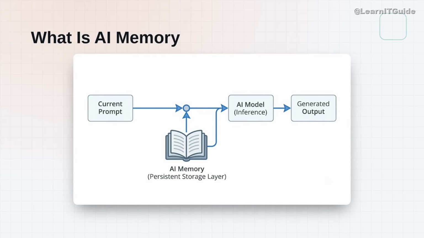Now, what is AI memory really? It is a persistent storage layer that retrieves relevant past context and injects it into the current prompt before it reaches the model. Think of it like a personal assistant who keeps a detailed digital diary. Whenever you ask a question, they do not just guess. They quickly flip to the relevant page in that diary to give you an answer based on your specific history and preferences. This is the difference between a generic chatbot and a truly helpful, context-aware agent.